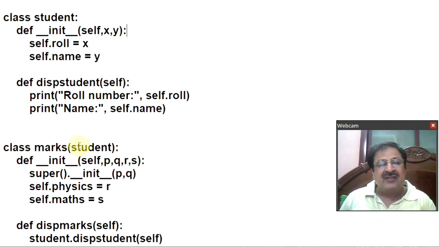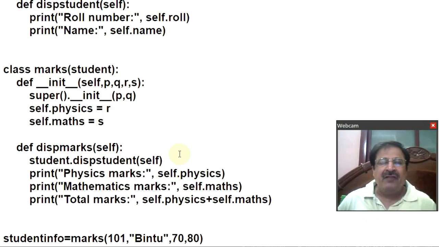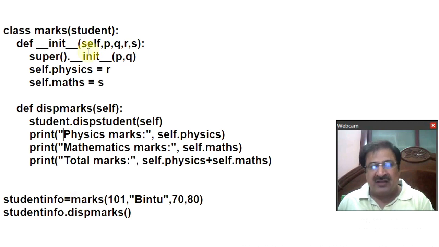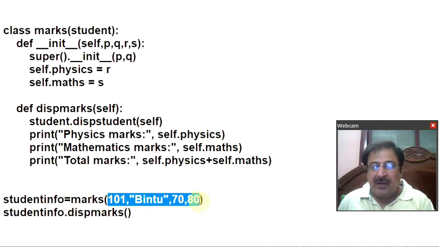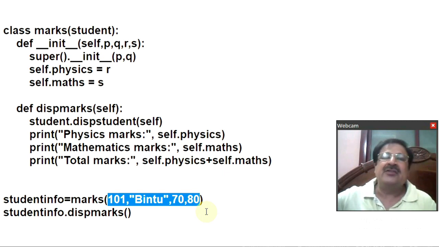This marks class inherits the student class and it comprises two attributes, two subjects, physics and maths, right? We will be displaying the roll number and name of the base class by invoking the base class method from the derived class itself. Let's see how. You are making an object of the marks class. The marks class is inheriting the student class, right? You are making an object of the marks class by the name student info. By seeing these four arguments, the Python interpreter will realize that there is a parameterized constructor of the marks class, right?